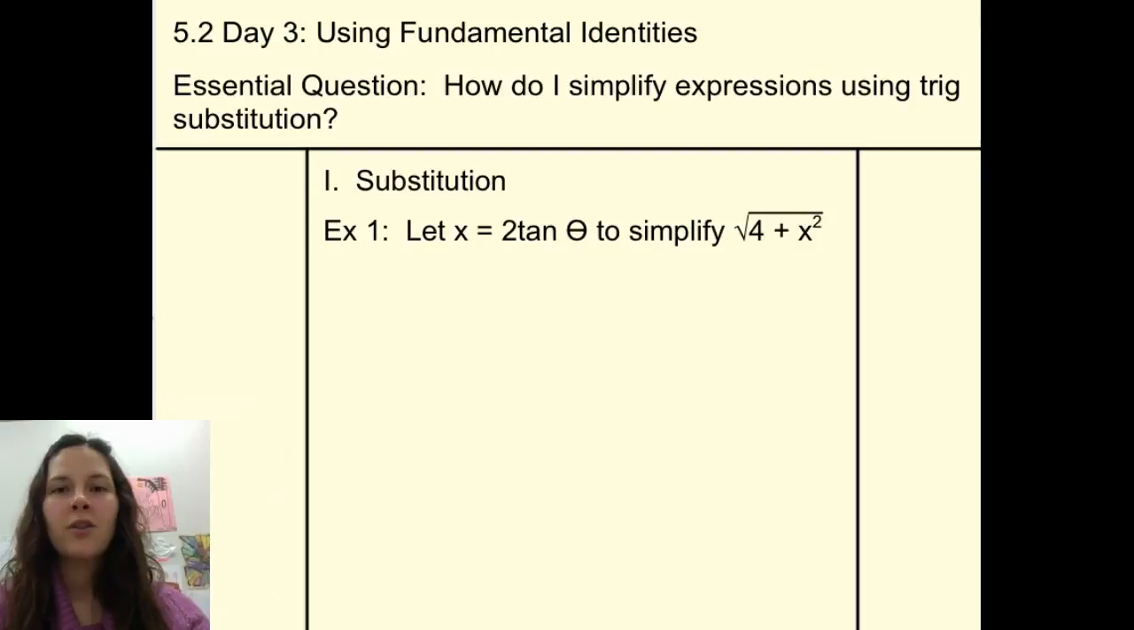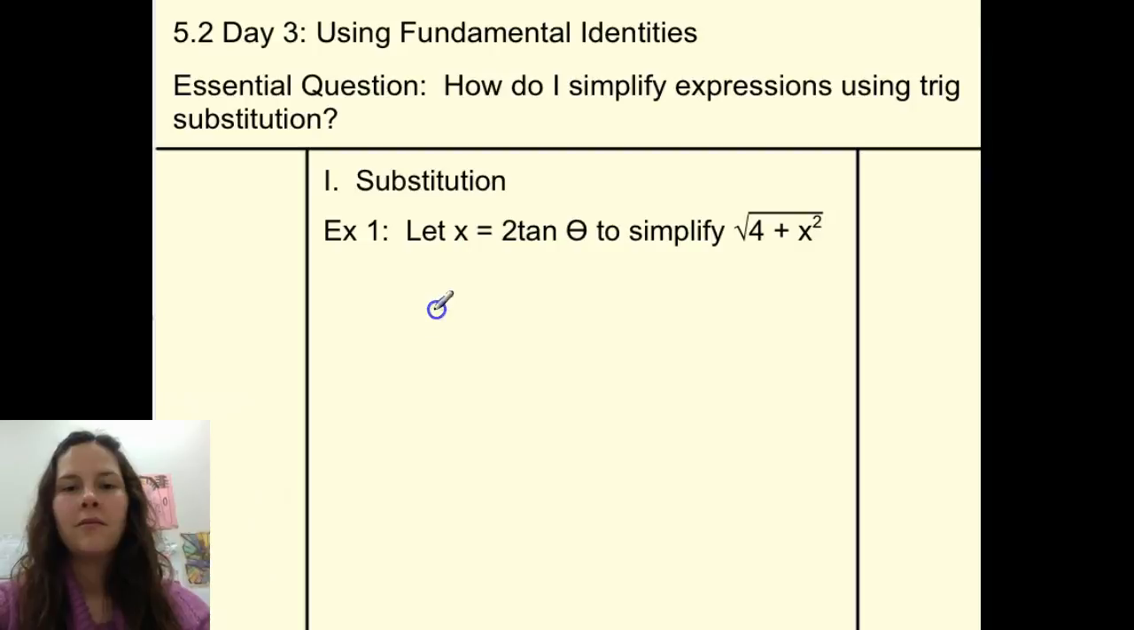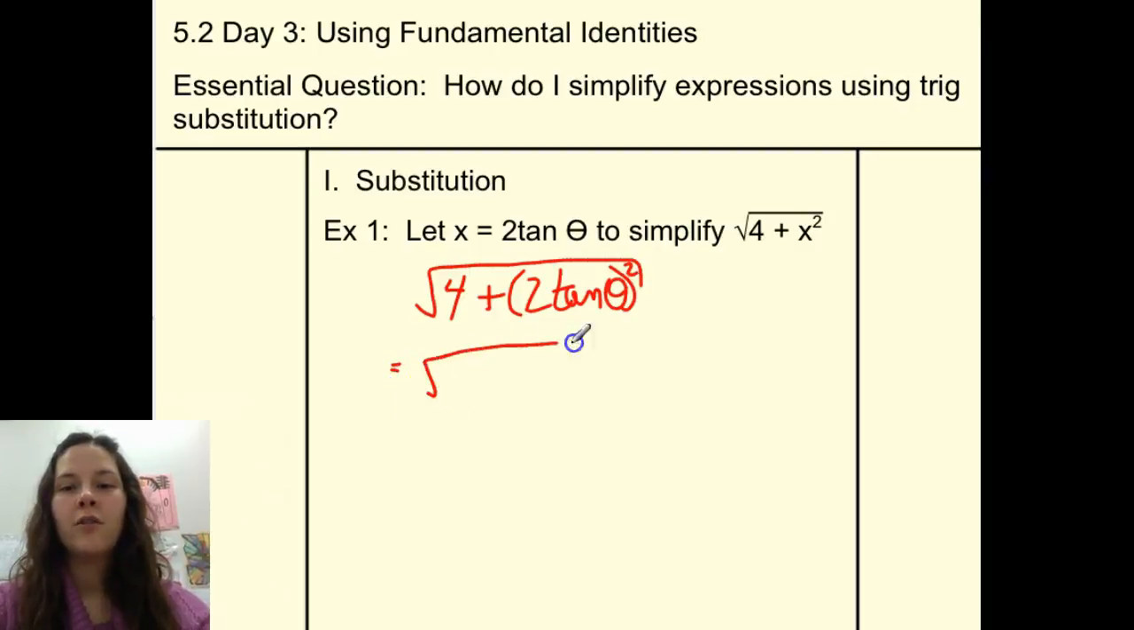If you take a look at what's under the radical right now, we do have two perfect squares, but because it's addition, we cannot further simplify that. However, if we replace the x with our 2 times tangent theta, we can get this expression more simplified. So the first thing we'll do is square each of those two pieces. We're going to square the 2 and the tangent.